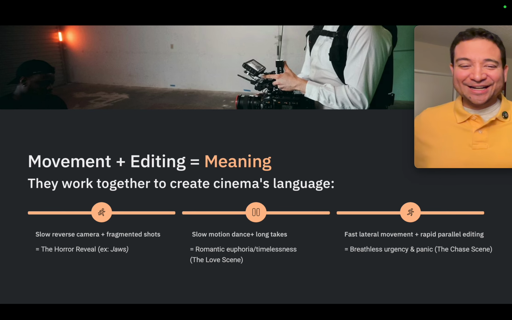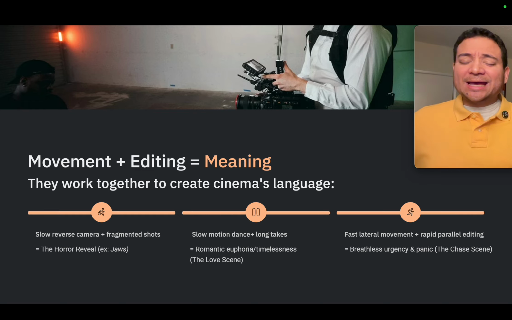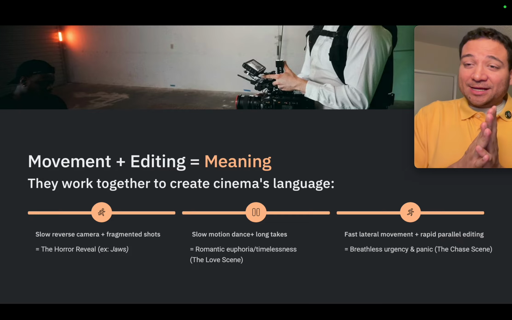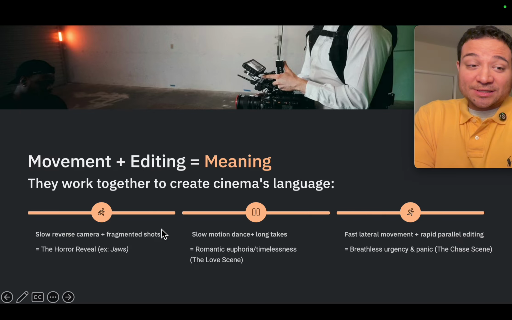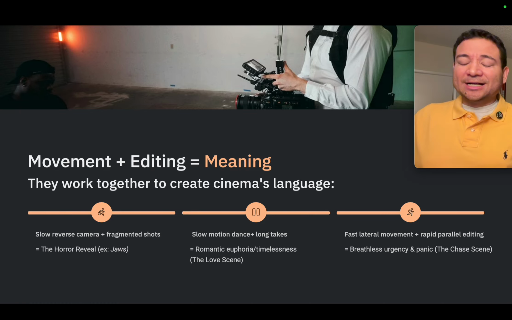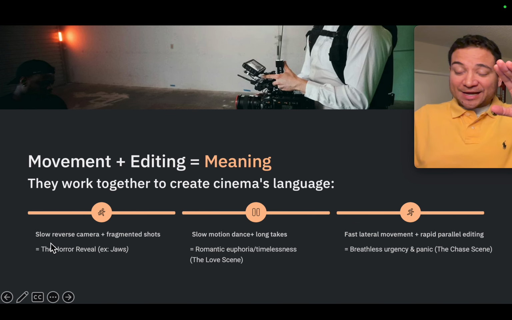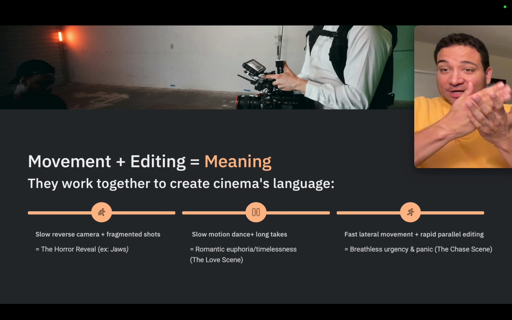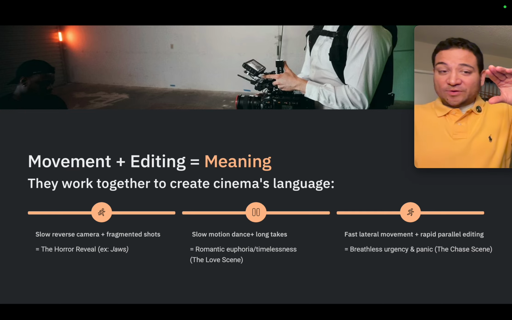Now, once again, we're talking about the language of cinema, and in this lesson, how we blend together both movement and editing. That really results in meaning. This creates cinema's language. So I have some examples for you of what blending movement and editing looks like in very common scenes, such as when we slow reverse a camera with fragmented shots. So the shots are being fragmented, they're being cut, and it's maybe a slow reverse camera.